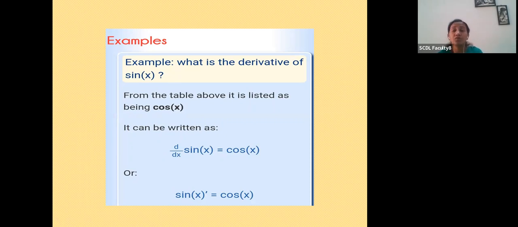But how do you write it? You have to write like this: d by dx of sin x is equal to cos x. D by dx is nothing but the derivative sign with respect to the variable x. So d by dx sin x is equal to cos x. Or you can write it like this also: sin x dash is equal to cos x. But generally we write it like this only.